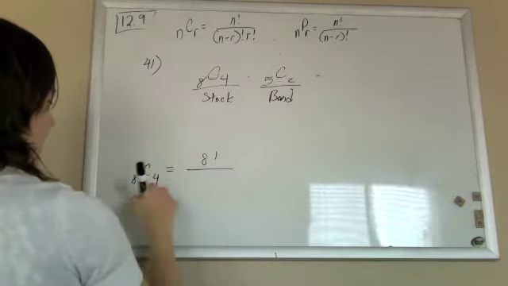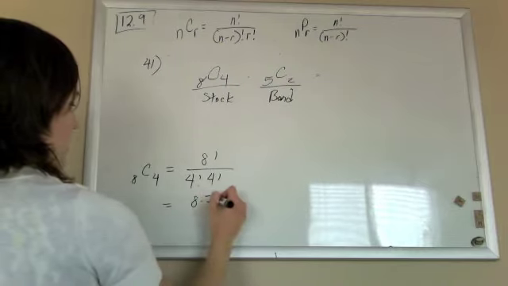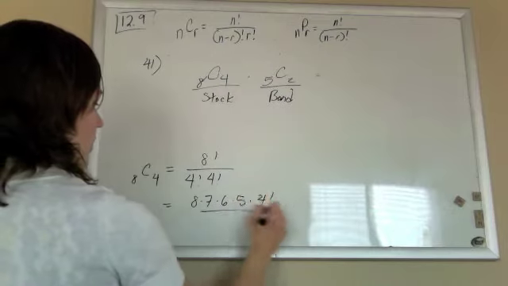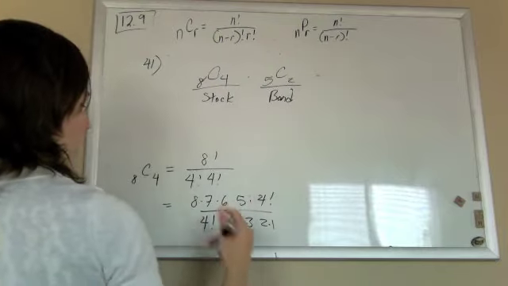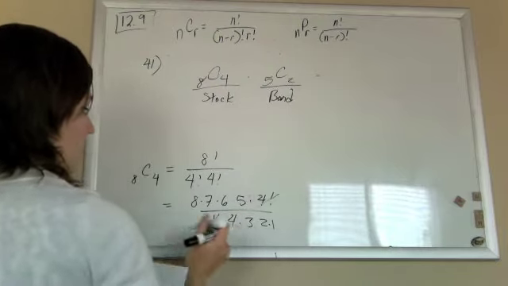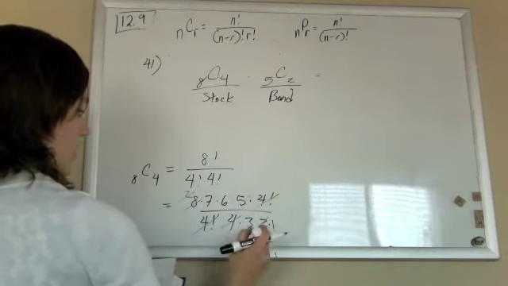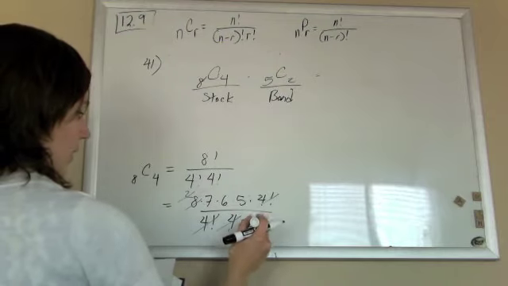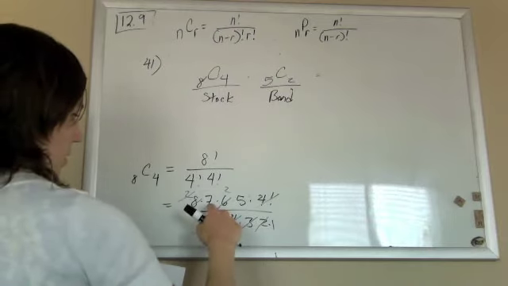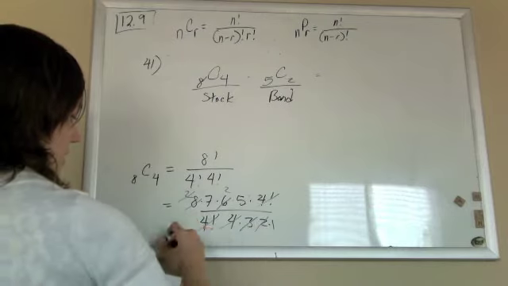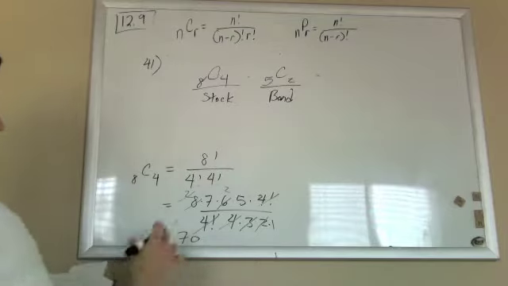So 8 factorial over 4 factorial times an extra 4 factorial, 8 times 7 times 6 times 5. Let one of these 4 factorials cancel, but you'll still have that one. So the 4 factorials cancel, divide that by 4, divide that by 4, I get 2. Let that 2 cancel with that 2. If I divide by 3, I get 2. So 7 times 2 times 5 is 70. So 70 for that part.